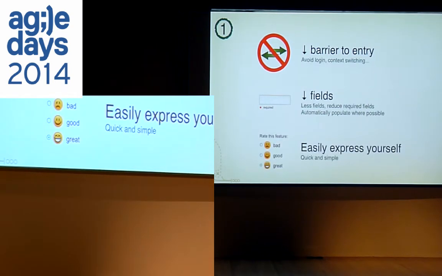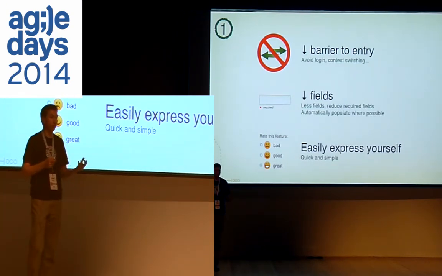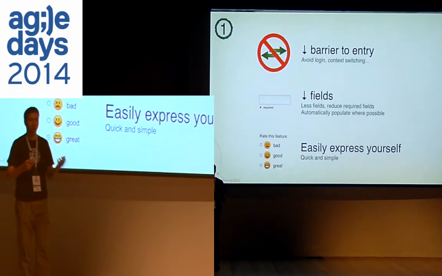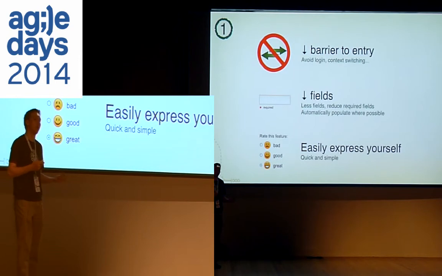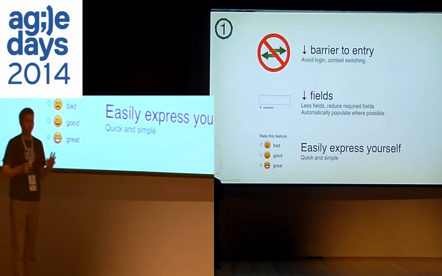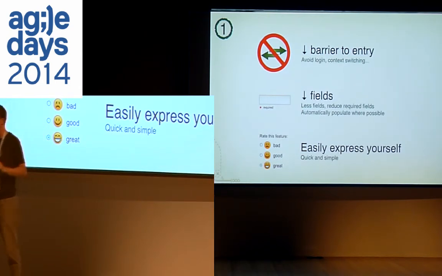The third principle, make it very easy for the user to express themselves. Sometimes, all you want to know is the mood of the user. If he's happy with the application in general, if he's happy with the new feature, if things are working for him or not. And if that's all you need to know, then that's all that should be there. Make it simple.